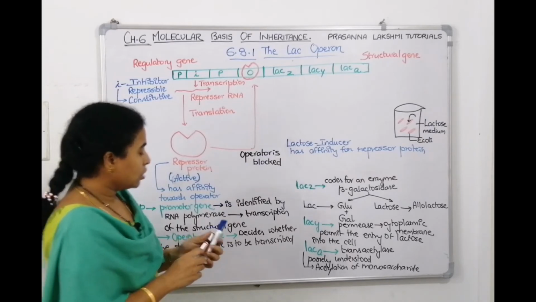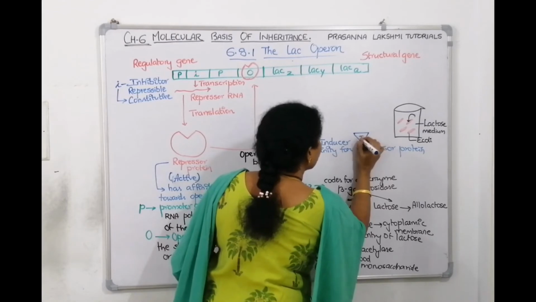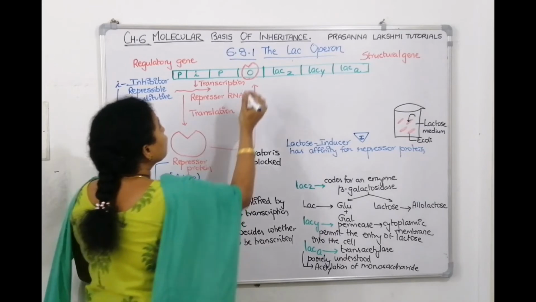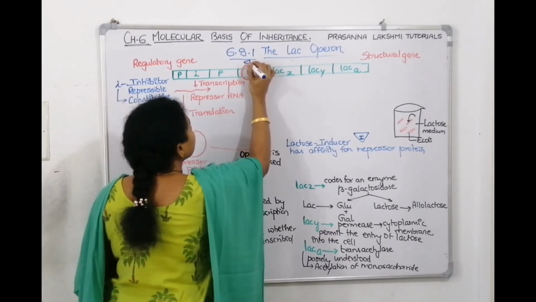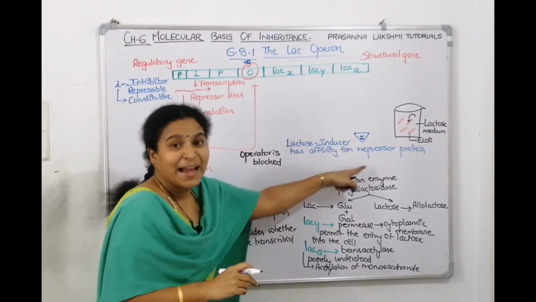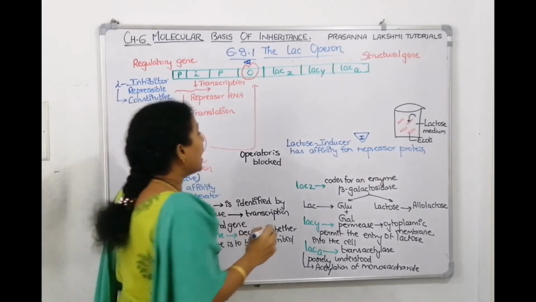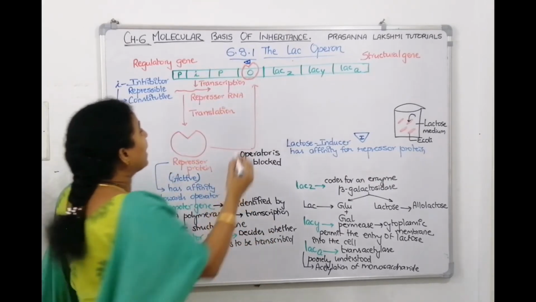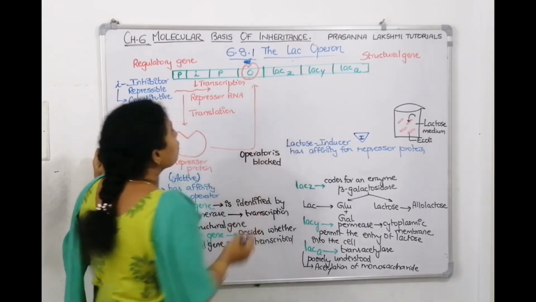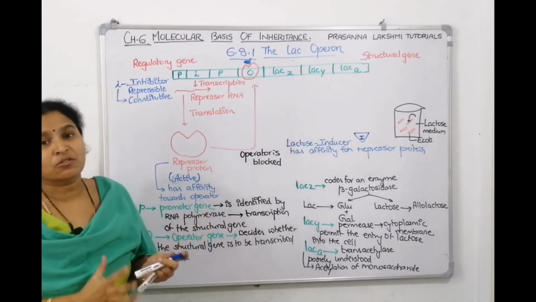This lactose, which acts as an inducer and has affinity for the repressor, will go and bind to the repressor. The inducer which has attraction for the repressor goes and binds to it. When the inducer binds to the repressor, you know what happens? There will be a change in the conformation of the repressor.